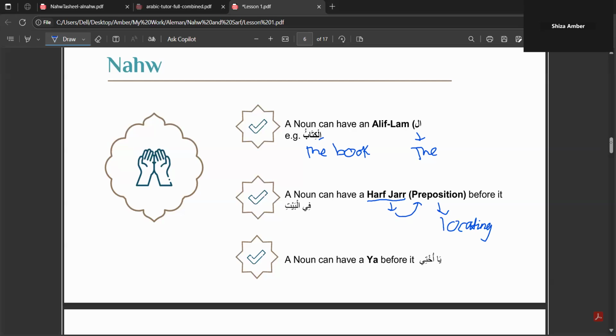So there are multiple harf jar, multiple prepositions in Arabic. For example, the first one, fi. Fi will always translate into in. So fil bayti: you can identify al bayti because it has al before it and also a harf jar before it. Fil bayti is the house, it will be in the house. So if a word has a harf jar before it, then that is also a noun. So this will become in the house.